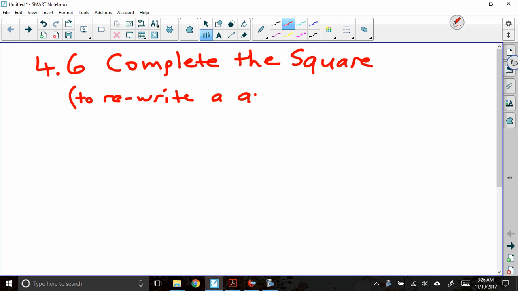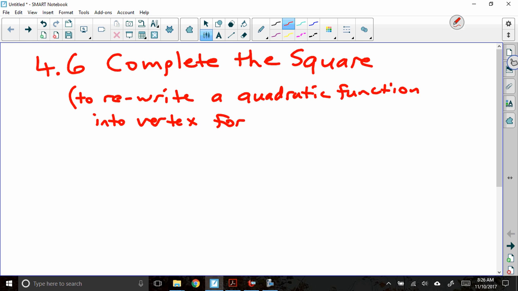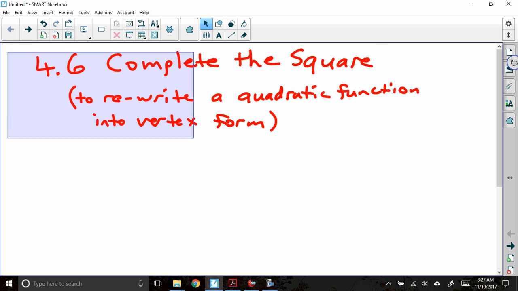a quadratic function, and to put it into vertex form. This is the lesson that I'm always afraid to teach. I need to wear high boots and shin guards and knee guards and maybe even an athletic protective cup when I teach this lesson because you're going to be mad at me. So we're going to be completing the square for the purpose of rewriting a quadratic function into vertex form.